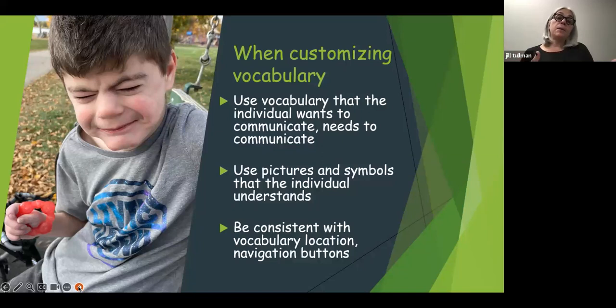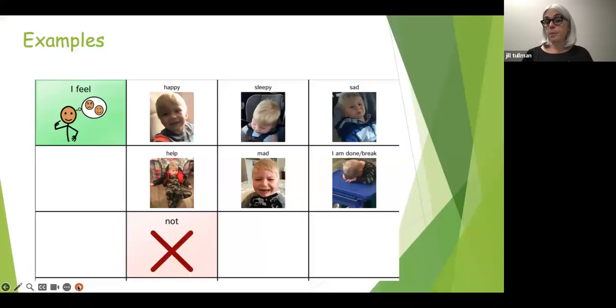And then to help them communicate as efficiently and effectively as possible, we want to be consistent with where we put vocabulary and how individuals can flip between screens. That's what we call navigation. And I'll show you that in a minute.